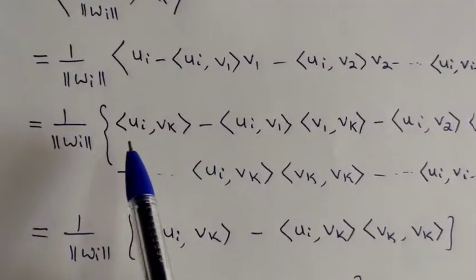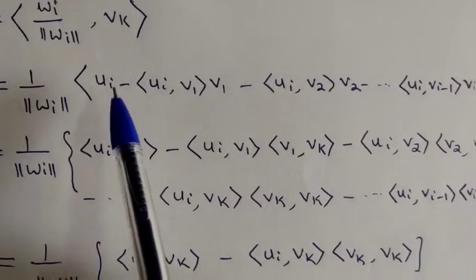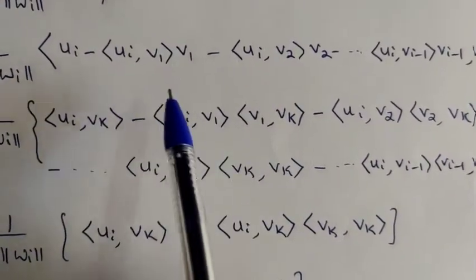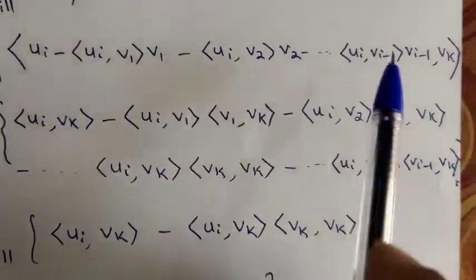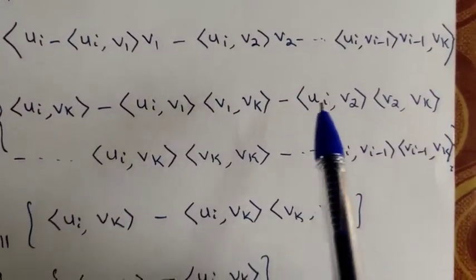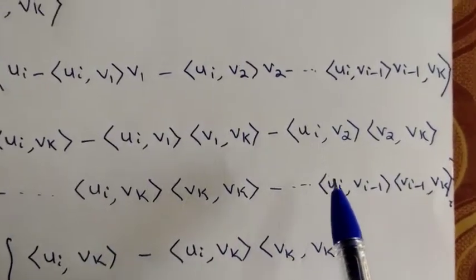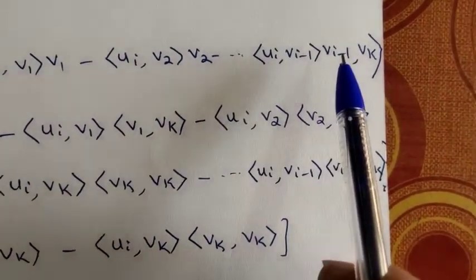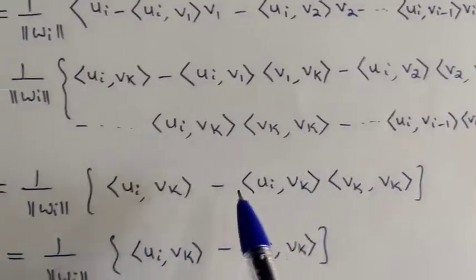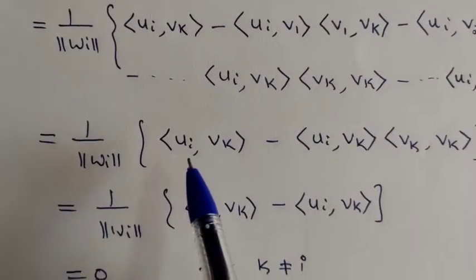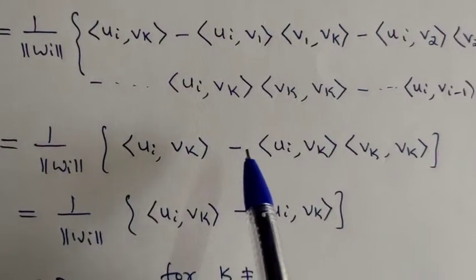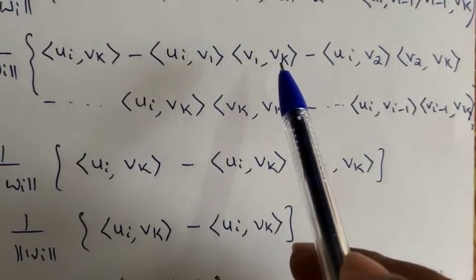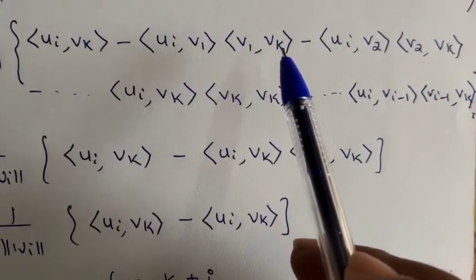So it gives 1 by norm of Wi into, first one is inner product of Ui comma Vk, I write as it is, minus, this is the scalar Ui comma V1 as it is taken out, inner product of V1 comma Vk. Second, likewise, so all the elements you get, the last term is what? Ui comma Vi minus 1 is a scalar, it can be taken out into inner product of Vi minus 1 comma Vk. So this is equal to 1 over norm of Wi into Ui comma Vk as it is, minus, you can see that V1, V2, etc., up to Vi minus 1 are all orthonormal vectors.